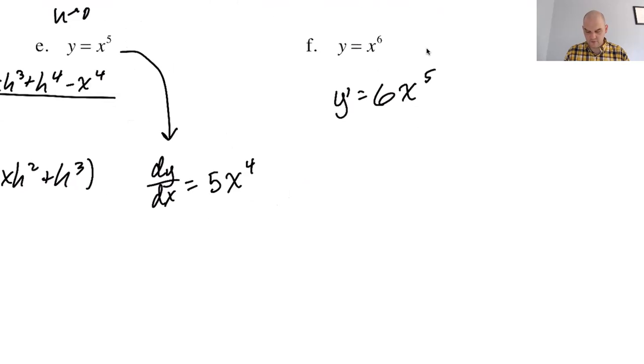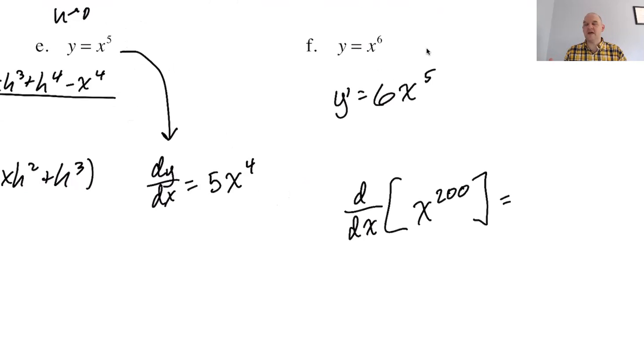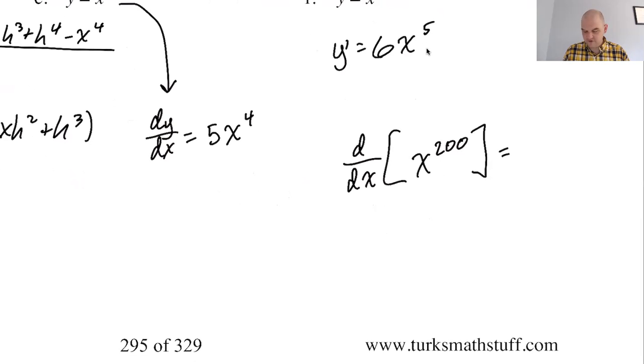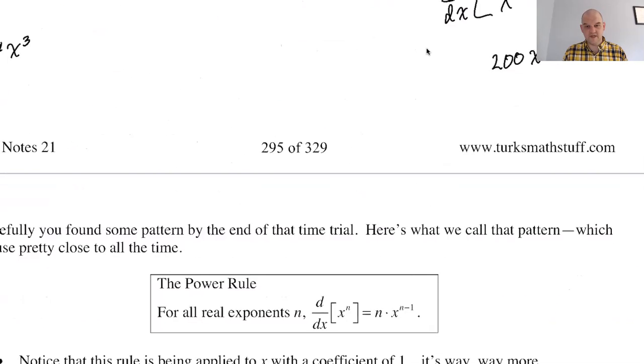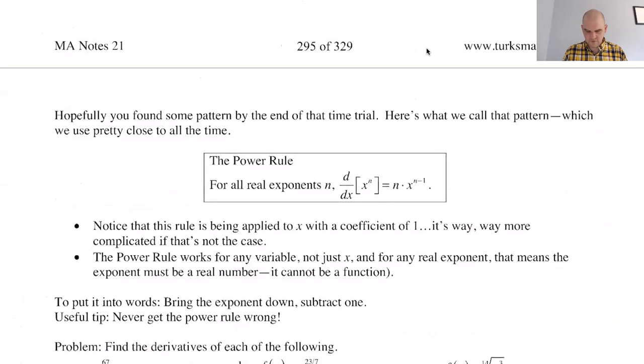We think that the pattern would probably tell us that the derivative of, let's say, x to the 200th, which I would never want to use the limit definition on, right? You would need the 200th row of Pascal's triangle. Where are you going to get that? Even if you got that, do you want to do it? No. So I think it's going to be bring the exponent down and then subtract 1. So we think that's our pattern. It turns out that is definitely our pattern. So here is what the pattern is called. The pattern is called the power rule.